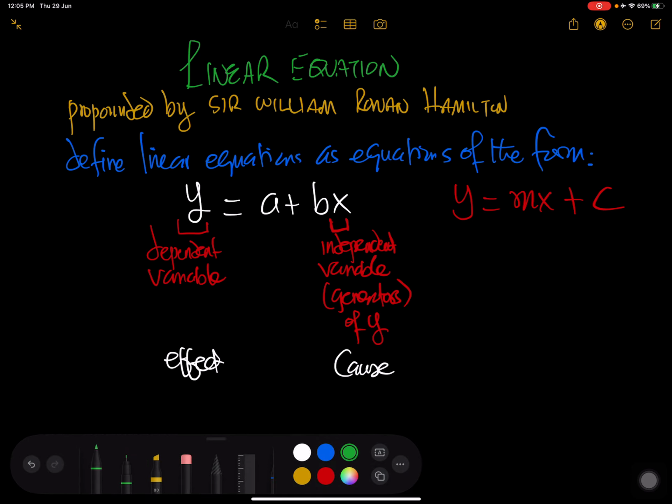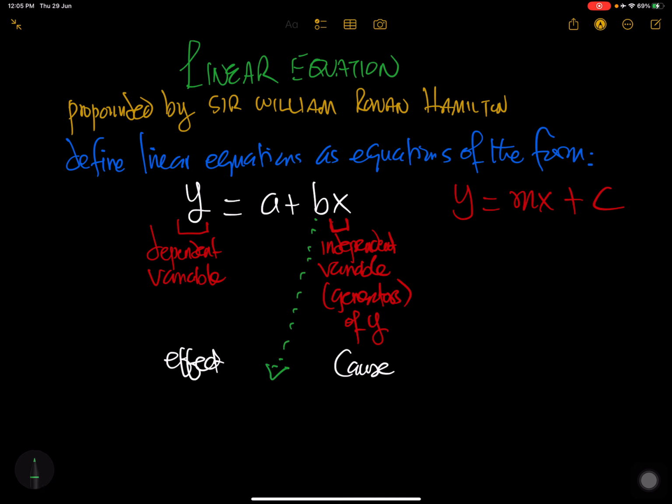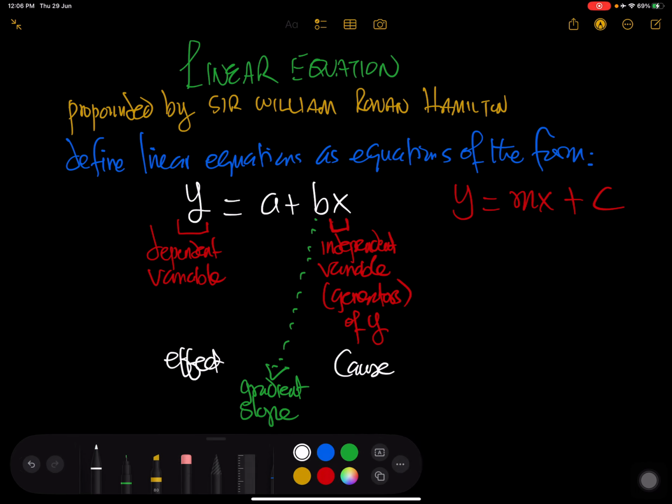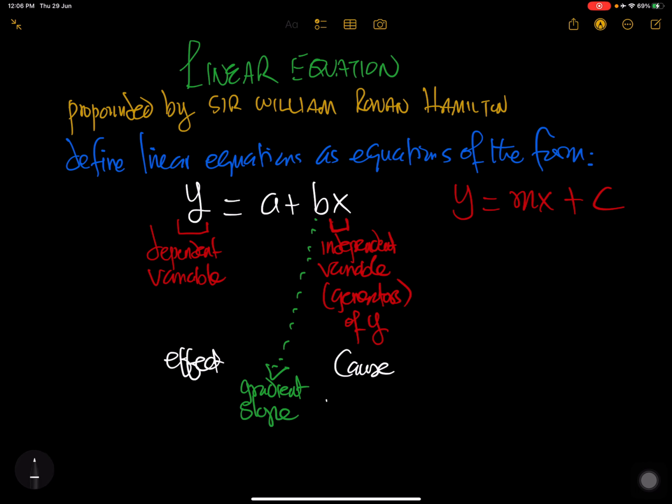Now, what about this b here? This b here is known as the gradient, or what we call the slope. Depending on the country you find yourself in, it is either the gradient or the slope. This b can also be called the coefficient of x, and we will define what that is in a little bit.